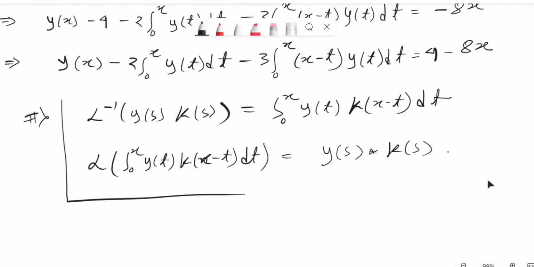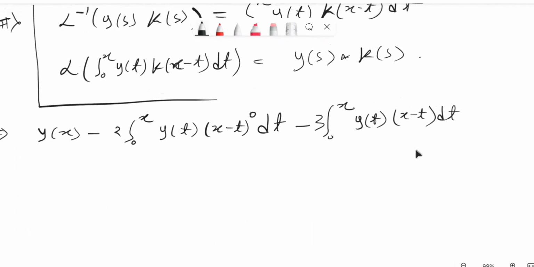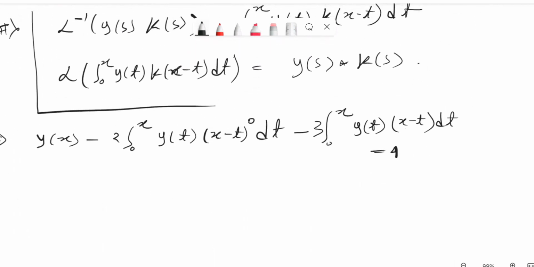Now to perform this task we need to write this thing uniquely. So let's write it this way: y(x) minus 2 integration of 0 to x, we can write it as y(t) (x minus t) to the power 0. As something to the power 0 is 1, we can write it this way, so it will remain the same here. So dt, and 3 integration of 0 to x, let's write it first this one, and this will be (x minus t) dt equal to 4 minus 8x.